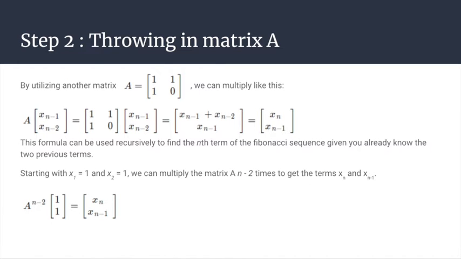By utilizing this 2 by 2 matrix A, we can multiply two consecutive terms of the Fibonacci sequence by A to find the next two terms of the Fibonacci sequence. This is essentially a recursive rule for the Fibonacci sequence, but written in matrix form. What we can actually do with this information is start with the first two terms of the Fibonacci sequence, which are 1 and 1, and then multiply by A repeatedly n minus 2 times to find the nth and (n-1)th terms of the Fibonacci sequence.